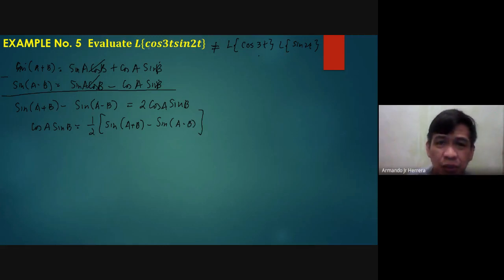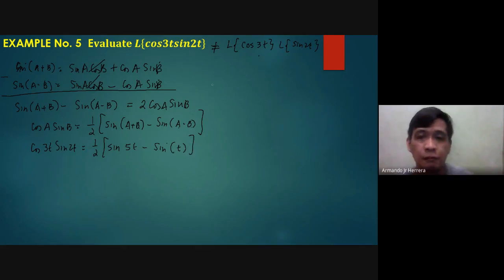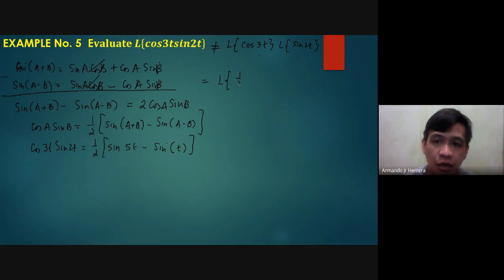But A is equal to 3t, so that's cosine 3t. Sine 2t is equal to 1 half. Sine 3t plus 2t is 5t, minus sine 3t minus 2t, which is 1 times t, simply t. So therefore, what we are looking for is simply the Laplace transform of 1 half quantity sine 5t minus sine of t.